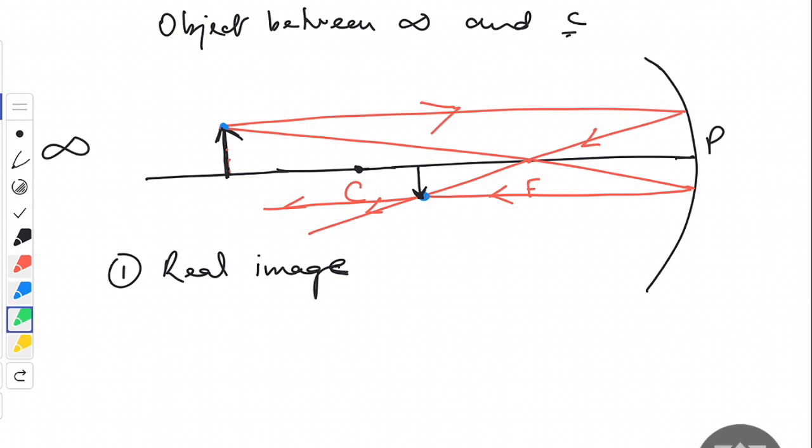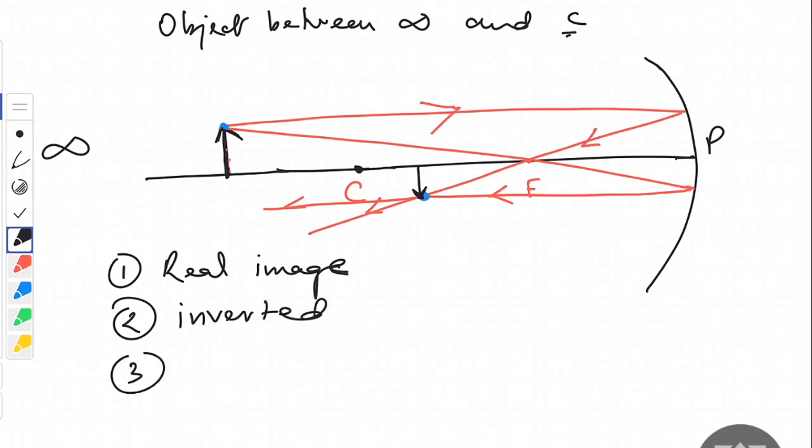Second question, is it inverted or is it erect? Very clearly it's inverted, right? This arrow is upward, this arrow is downward. So we see that the image is inverted.